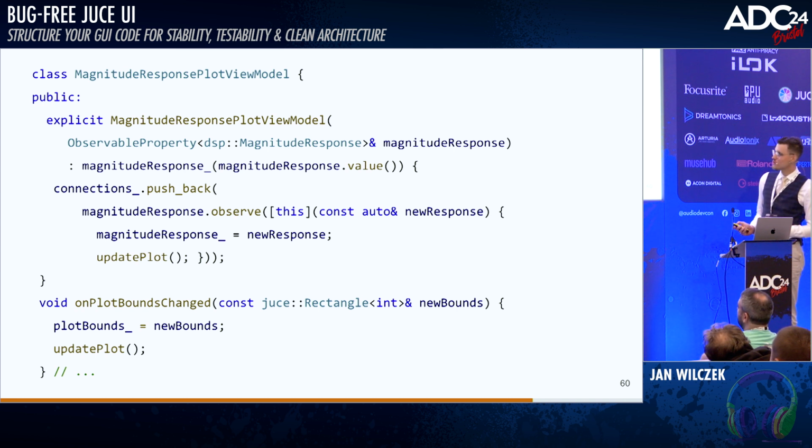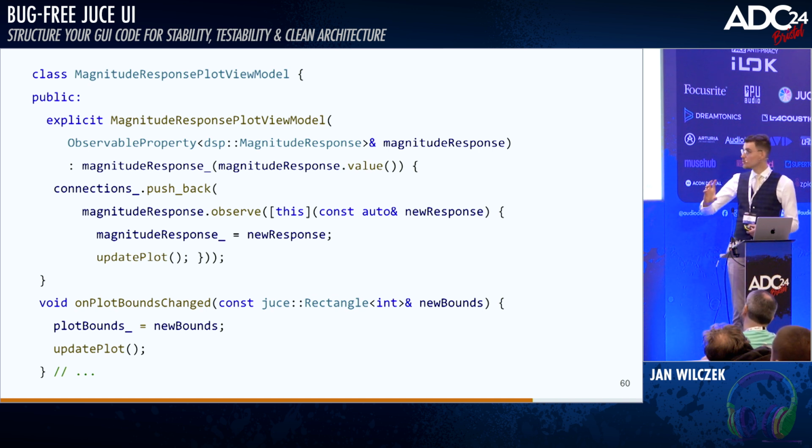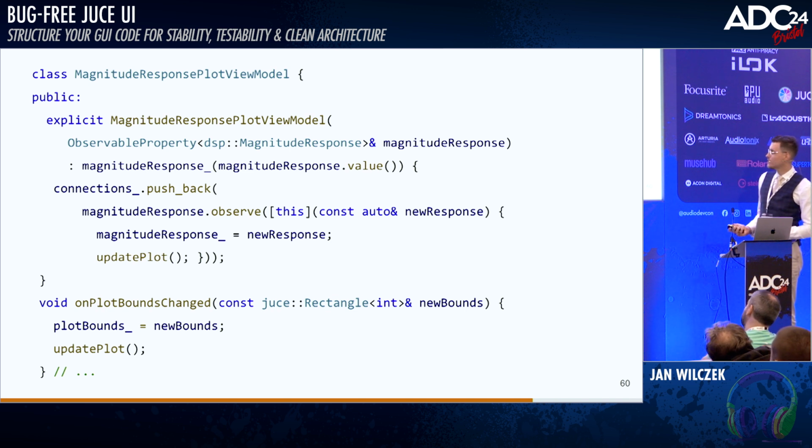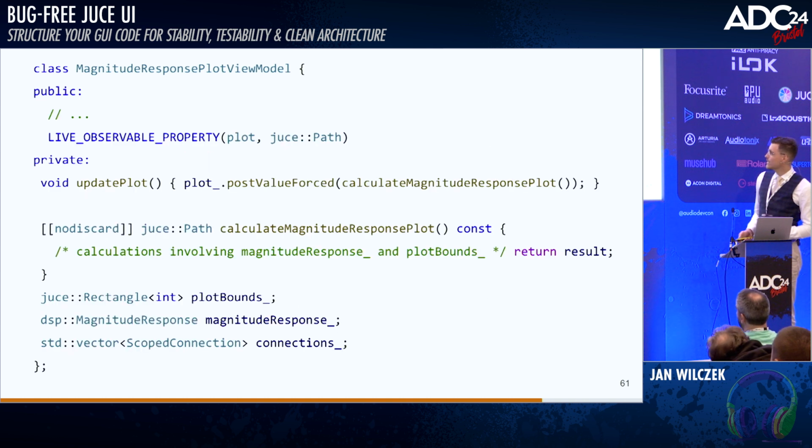And upon change of this magnitude response, it stores it and then updates the plot. But it's the source of change that comes from the model. But if the app resizes, the view can also notify the view model that bounds changed, and again, we can update the plot. And as you can see, in update plot, we post a value to the GUI thread with a new calculated magnitude response.